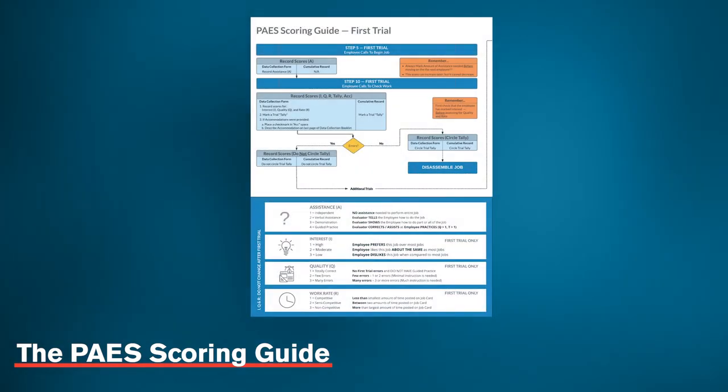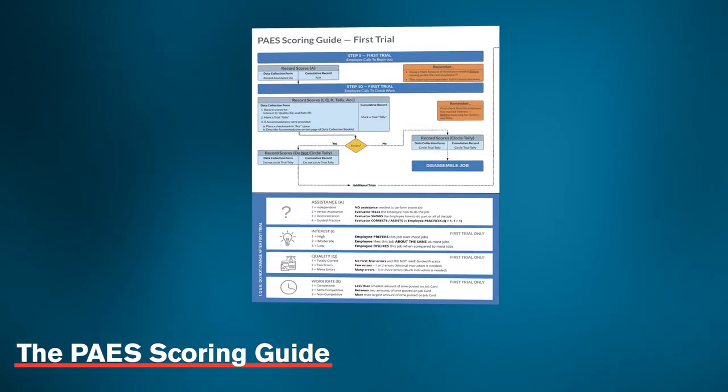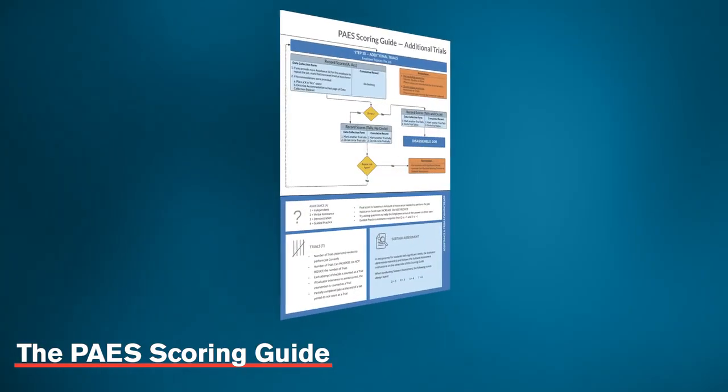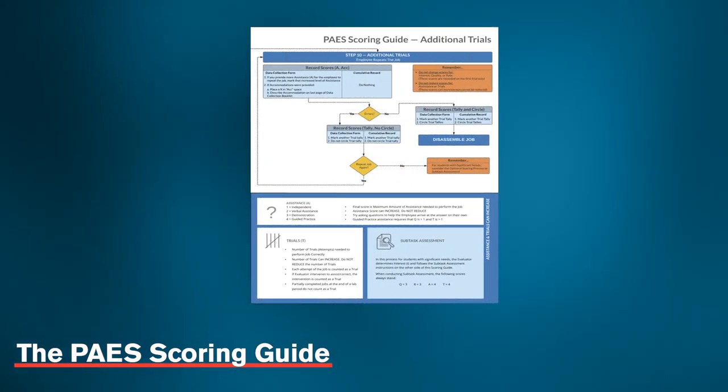When the brochure is folded closed, it is condensed to 2 sides. One side covers the scores that you will assign when an employee is attempting their first trial, while the other side covers the scores you assign if the employee needs to attempt additional trials.